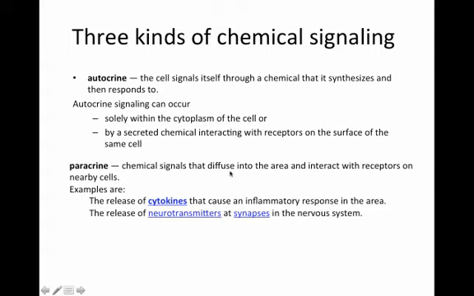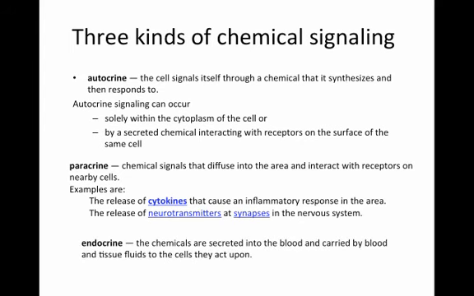There's also paracrine signaling. In this case, chemical signals diffuse into the area and interact with receptors on nearby cells. Autocrine signaling is self-signaling. Paracrine signaling is local signaling within an area, a distinct area. Okay, so examples are the release of cytokines. They can cause an inflammatory response in a local area. The release of neurotransmitter at synapses in the nervous system, as depicted with the Adderall example, is an example of paracrine signaling. Now, there's also another type of signaling. It's more long-distance signaling. This is endocrine signaling. This is the type of signaling where chemicals are secreted into the blood, carried by the blood and the tissue fluids to cells that they act upon. So that is long-distance signaling.